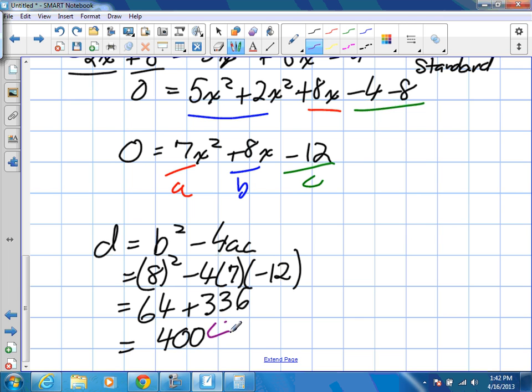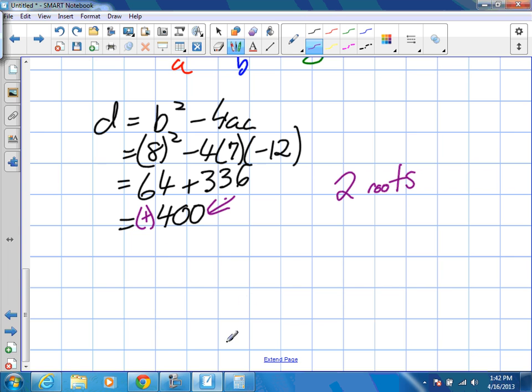What is this? Is this above 0, below 0, or 0? It's above. It's positive. So if it's positive, how many roots or x-intercepts do we have? That's right. 2. There are 2 roots to this question. So we're always going to put our stuff into standard form. And then from there, we're going to solve our discriminant to help us find roots.